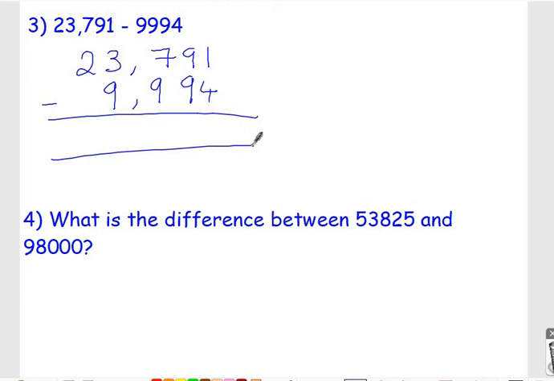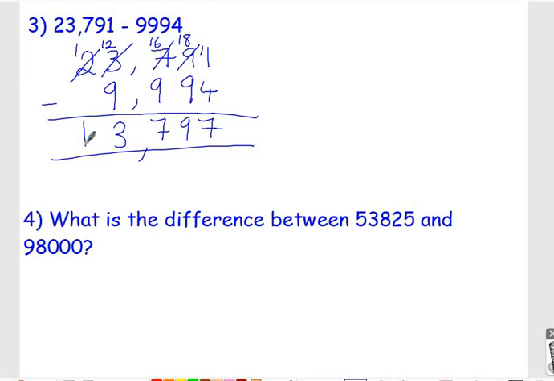Starting in our units column again, 1 take away 4 we can't do, so we have to borrow from next door. The 9 becomes 8. 1 becomes 11. 11 take away 4 is 7. 8 take away 9, again we can't do that, so we borrow from the 7 which becomes 6. 18 take away 9 is 9. 6 take away 9 we can't do, so we borrow from the 3 which becomes 2. 16 take away 9 is 7. 2 take away 9, again we can't do that, so we borrow from the 2 which becomes 1. 12 take away 9 is 3. 1 take away nothing is 1.